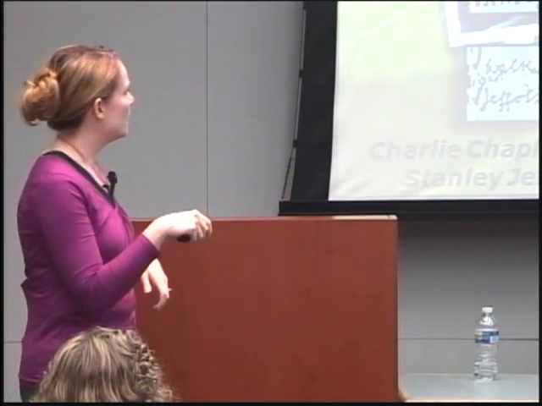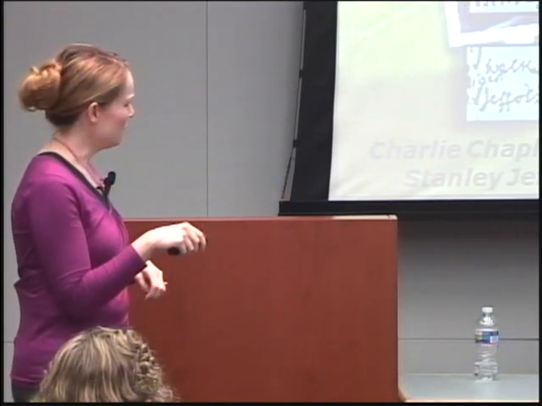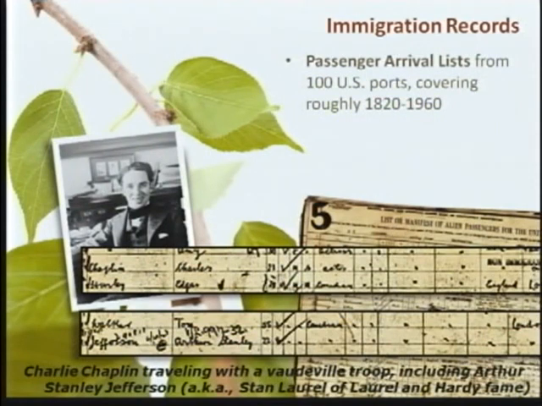This is Charlie Chaplin coming over in the early 1900s. He's an actor. Right here there's a little stamp that goes off the page, but it says non-immigrant. This tells us he was coming to the United States but wasn't necessarily planning to stay. So we're putting together the story of a trip. We also see down here someone named Arthur Stanley Jefferson, better known as Stan Laurel of Laurel and Hardy. They were part of a vaudeville troupe coming to the United States. So we're putting together this story, and that's the whole purpose of these records.